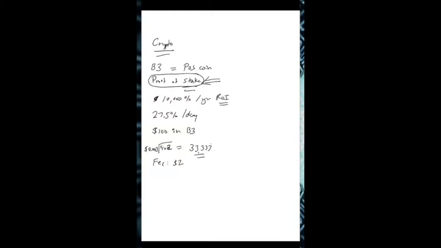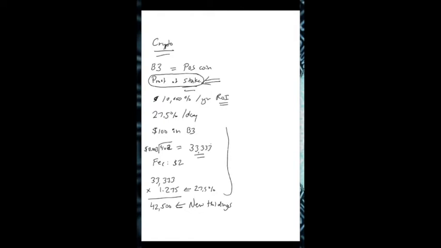So we have 33,333 coins, right? After day one, this is representing 27.5%, by the way, 1.275. So after day one, our wallet now has 42,500 coins, just because we staked them, right? This is our new holdings. This is how many coins we currently have in our wallet now.